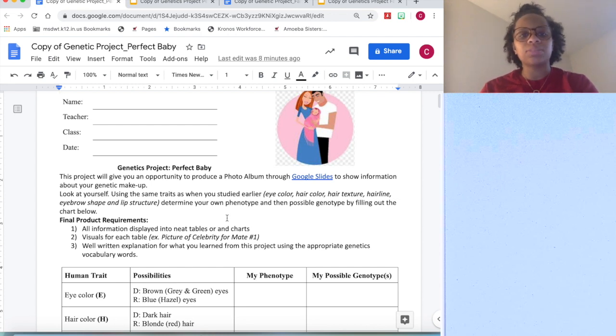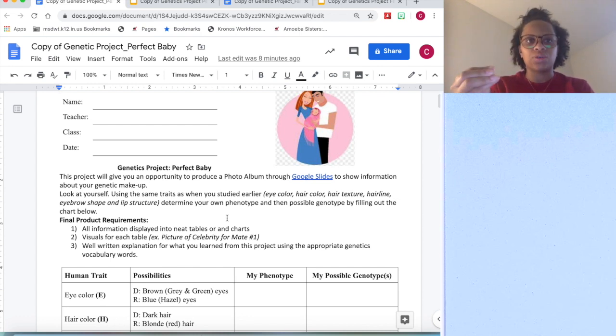In the genetics project, Perfect Baby, the project will give you an opportunity to produce a photo album using Google Slides to show information about your genetic makeup, okay? The Google Slides is to help prepare you for high school. I know a lot of students are concerned about their preparedness for high school and the expectations for their various classes at that level. So the Google Slides is a way to help prepare you for high school content and the type of material that they will be expecting from you.